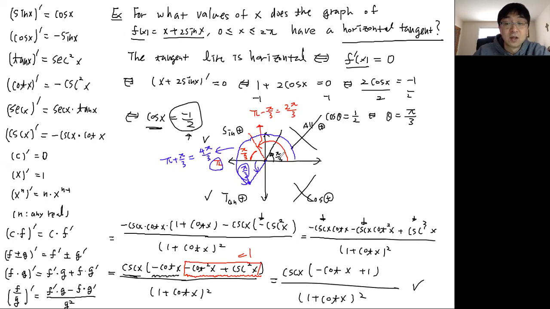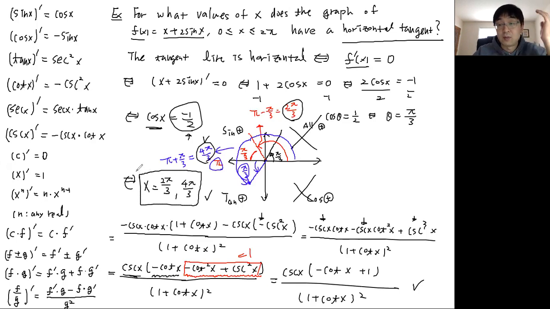So what's your final answer? Here, I can write the final answer. You can solve this one: cosine x equals minus 1/2. The angle x is 2 pi over 3 in the second quadrant, and 4 pi over 3 in the third quadrant. That's it. This is the final answer for solving this problem.